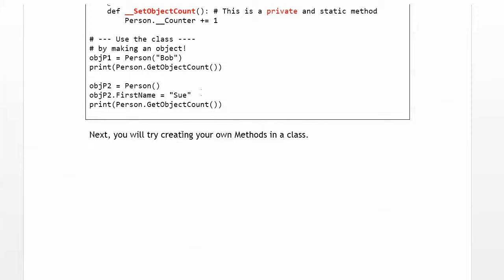We're going to try making our own method in the next exercise, but do keep in mind this is just going to be simple. You don't need static, you don't need private or anything fancy like that. We're just going to work with creating our own method, and I'll show you what I mean in the next video.